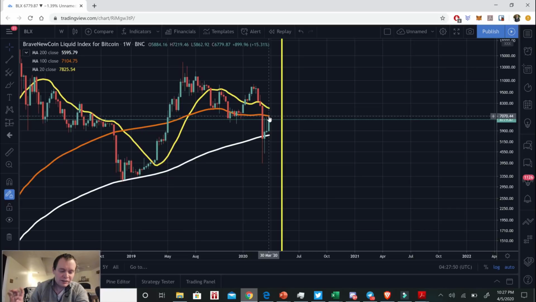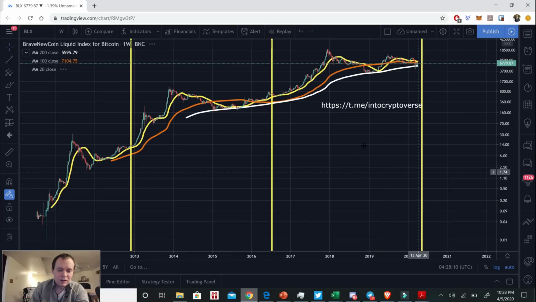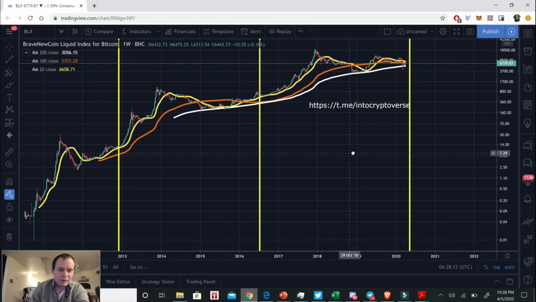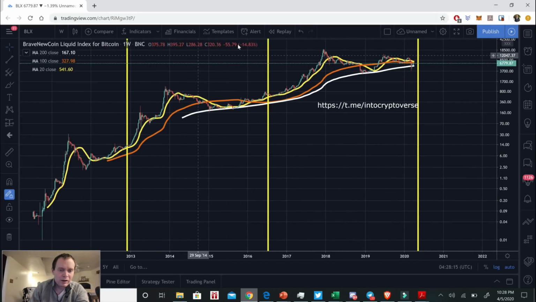This is not a game to just rush in. It's a game to time out your entries and to be okay with it. Just say, okay, you know what? I'm going to buy it at this price point because I think it is a fair value given the macro level view of Bitcoin.